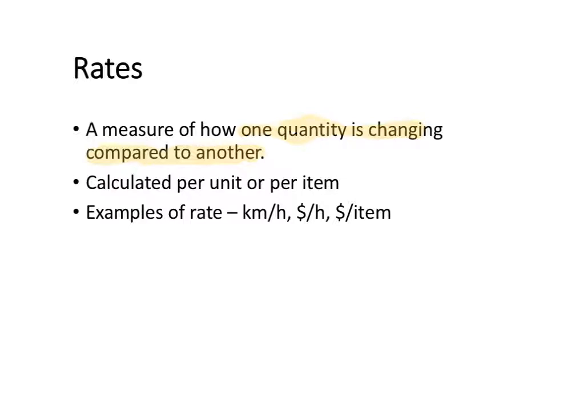So for example, when you're traveling in a car, the speed the car is going, kilometers per hour, is an example of a rate. When you get a job and you're earning a certain amount per hour, that is another example of a rate. Or when you go to the shops and you buy an item and it costs $20 per item, that is another example of a rate. So rates are used very commonly in everyday life.